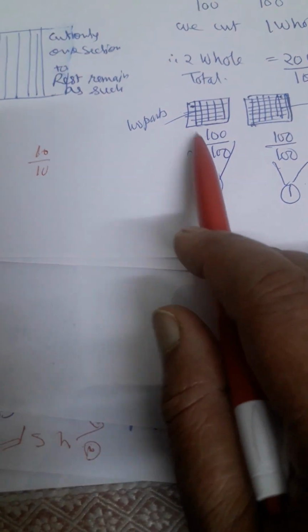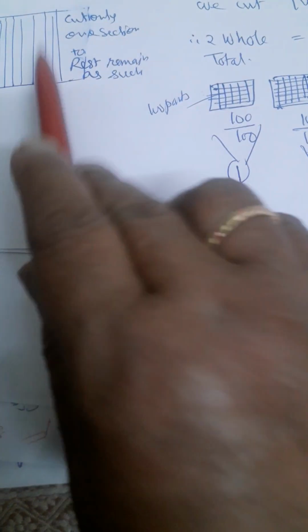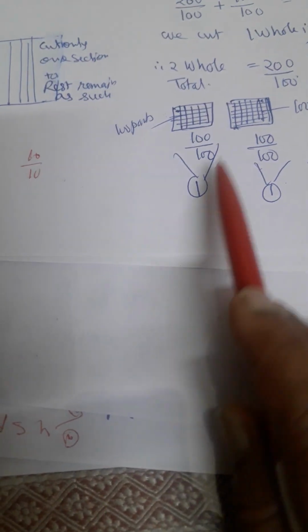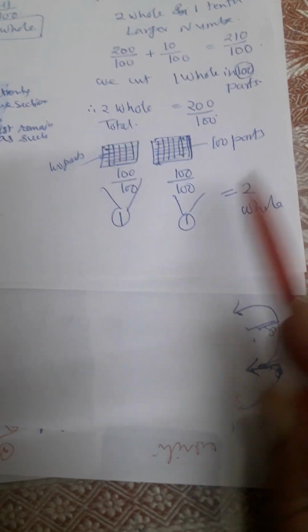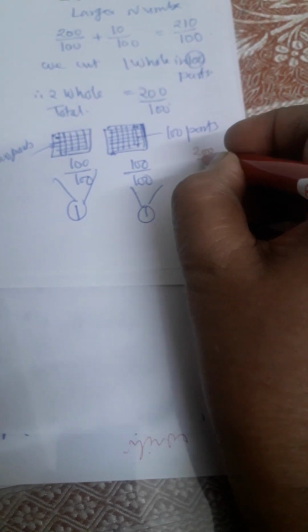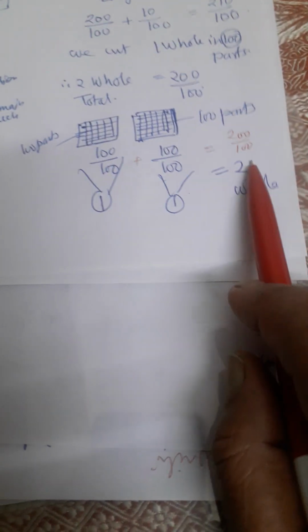The same thing: when we cut into 10 pieces, we say tenths, but when we cut into 100 pieces, the same thing is called hundredths. So this is 100 on 100 total. How much are there? 200. So 2 will be equal to 200 hundredths. When we add, how many hundredths in total? 200 hundredths.